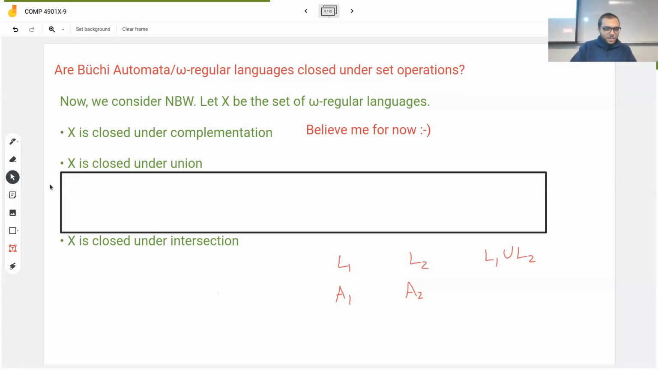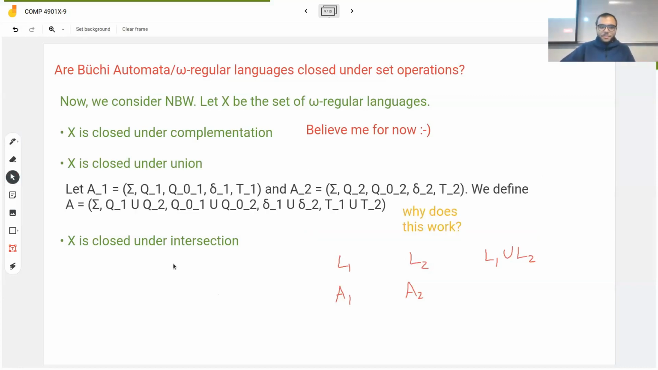So let me see what I have written here. Yeah. So let's say that this was my automaton A1. It had the set of states Q1, it had initial states Q01 and so on. I just define the automaton A for the union to be an automaton that has the union of the states. And I'm assuming that these states are disjoint, so there is no state that is in both of the automata.